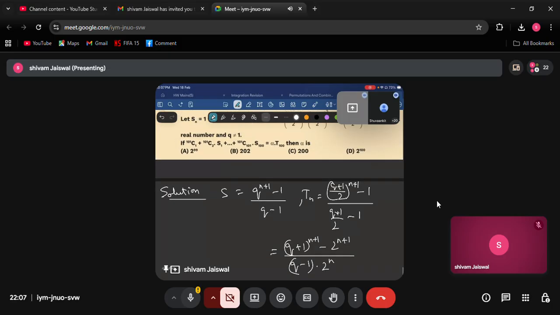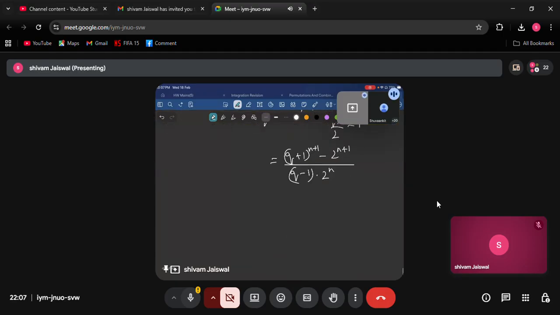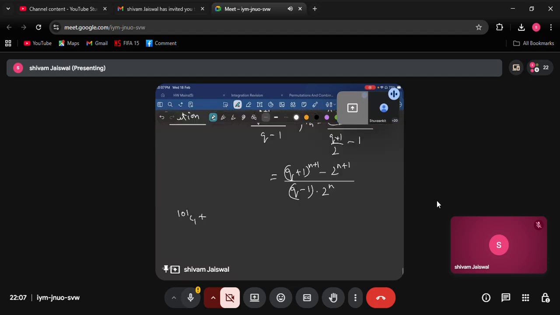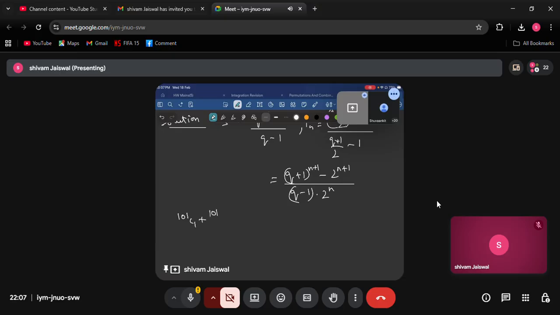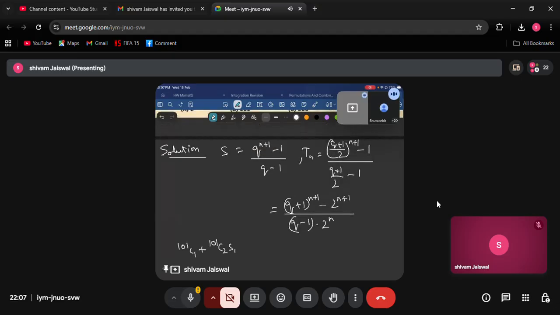Tell me, right? Are you able to understand, Shwankit, up to this much? Yes, sir. Next, the series we have got is 101C1 plus 101C2 into S1. Multiply 2 to the power n plus 1 in numerator and denominator. Have you understood? When you multiply by 2 to the power n plus 1 in the numerator and denominator, over here we'll get (q plus 1) whole to the power n plus 1. Yes, sir. Over here minus 2 to the power n plus 1.